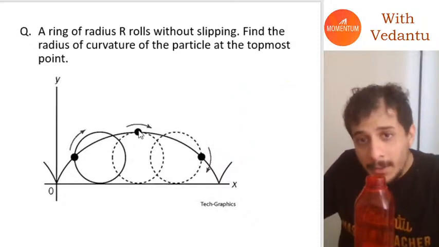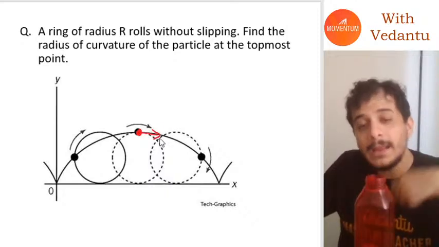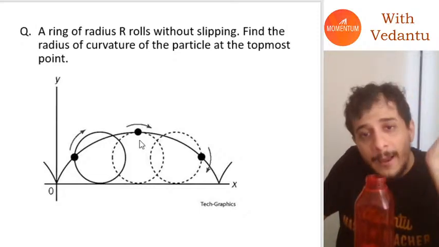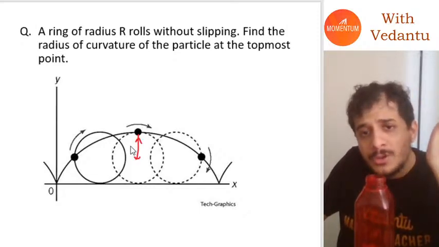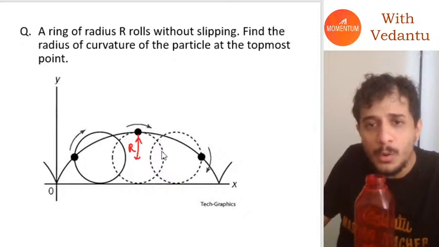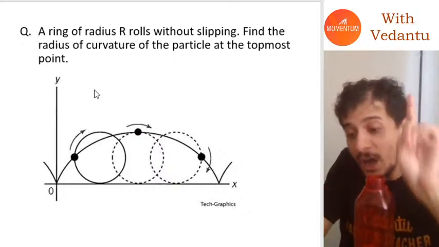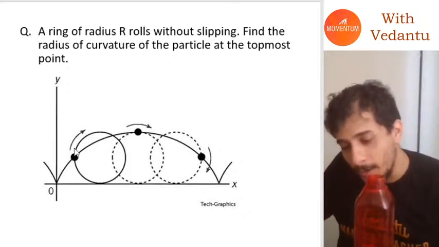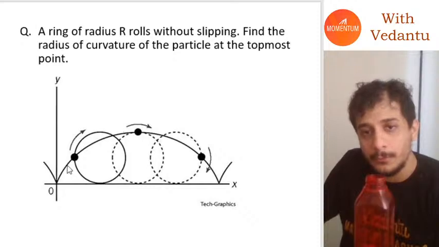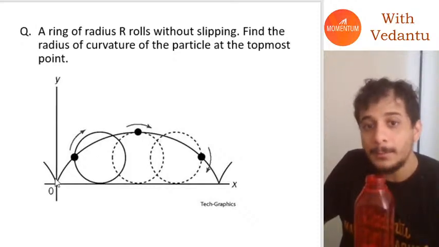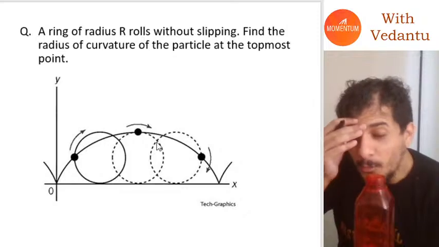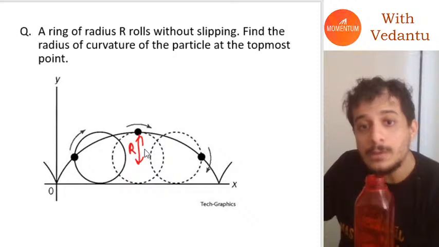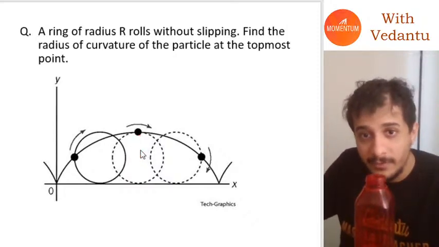When the particle is at this point, you have to calculate its radius of curvature. Now you might see this question and say, sir, this radius of curvature is very simple, it should just be equal to r. If you say that, guys, you are wrong. A point on this ring, if you follow its path, will follow a path like this. That path will be a cycloid. You might think the radius of curvature at the topmost point will be equal to r only. If you say that, you are wrong.